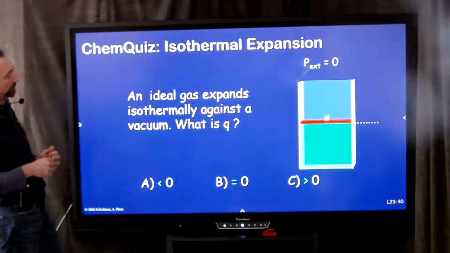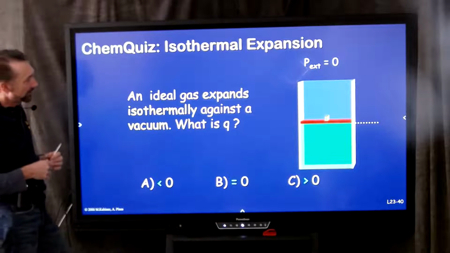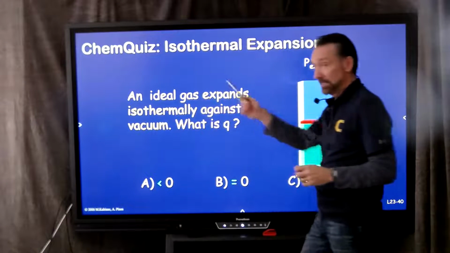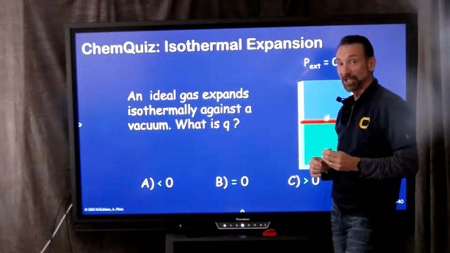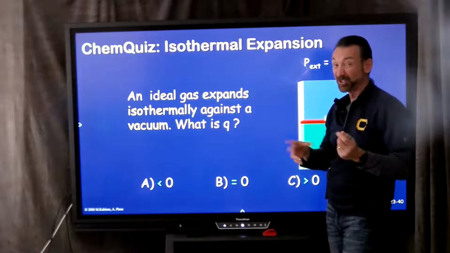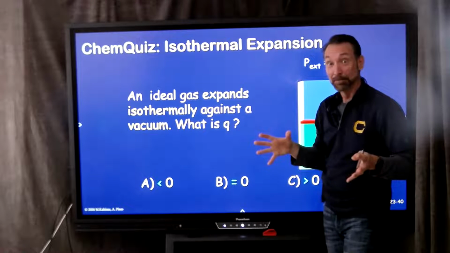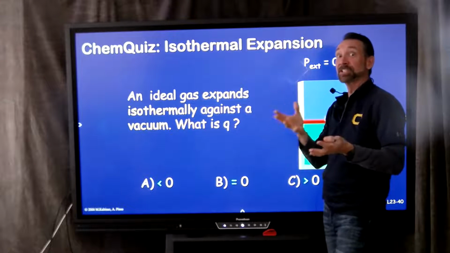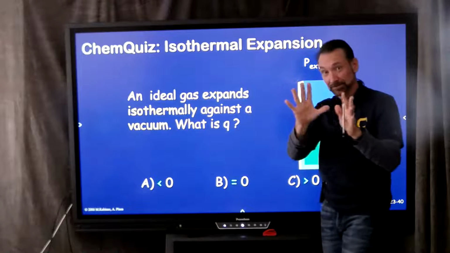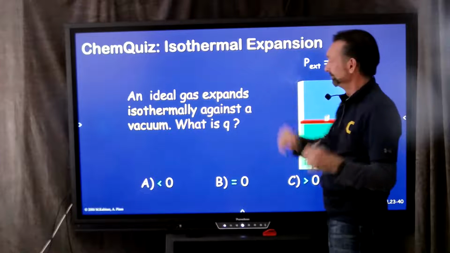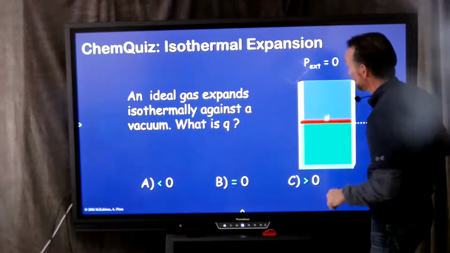So let me just ask you then. An ideal gas expands isothermally, that's without changing its temperature. And it turns out it could have changed the temperature in between, but the initial and final temperature are the same. That's what a state function is. However, assume that the temperature didn't change through any of the process. You don't have to, but let's just assume that's true.